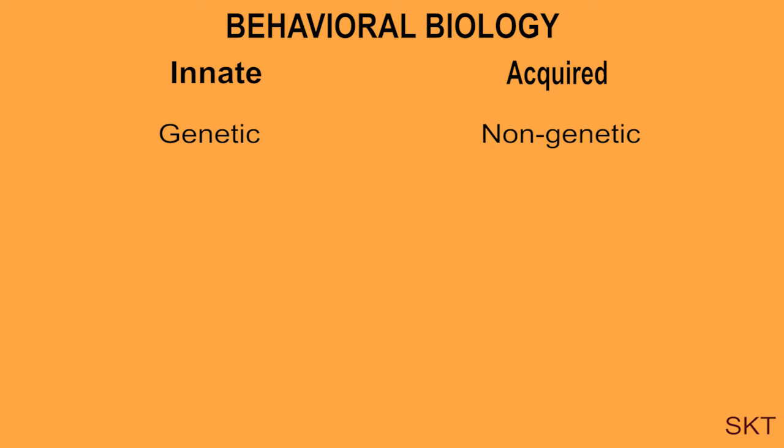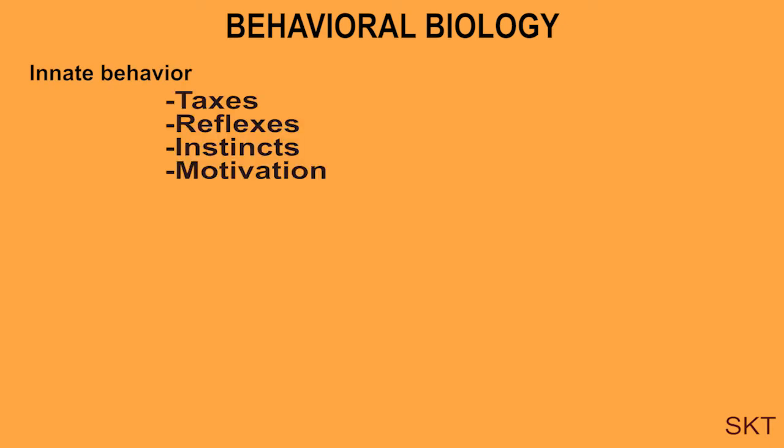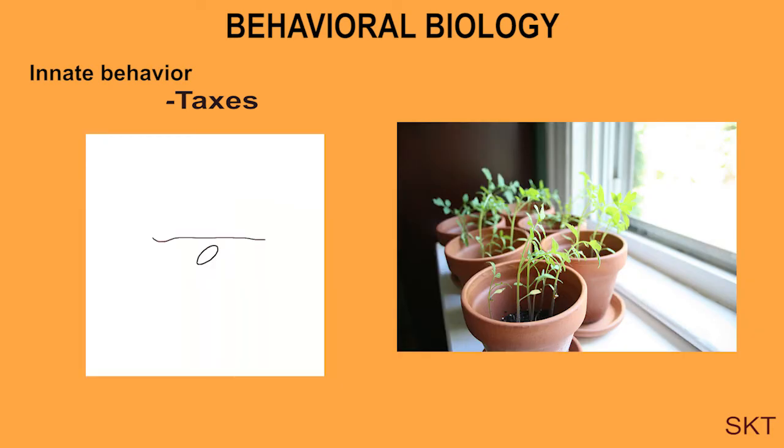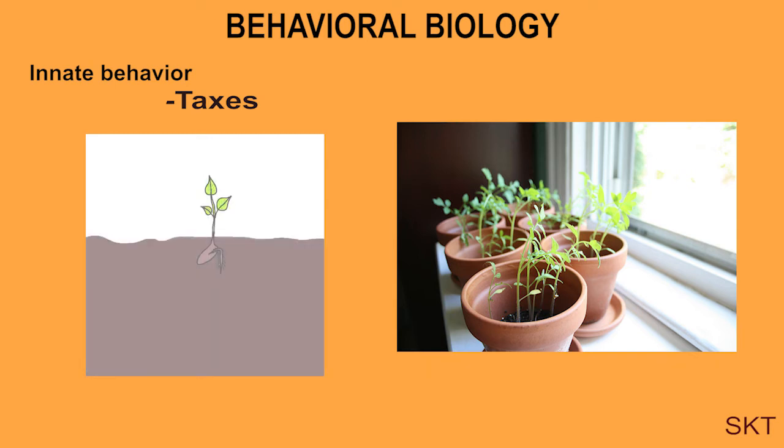So till now, we have learned the types of behaviors, that is, innate and acquired behavior. Now let us understand the types of innate behavior. There are four types: taxes, reflexes, instincts, and motivation. First one, the taxes: a definite orientation continuously and specifically guided by external stimuli. For example, phototaxis, or orientation guided by light, geotaxis, guided by gravitational forces, or chemotaxis, guided by chemicals.